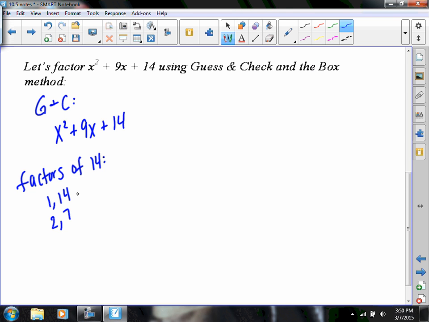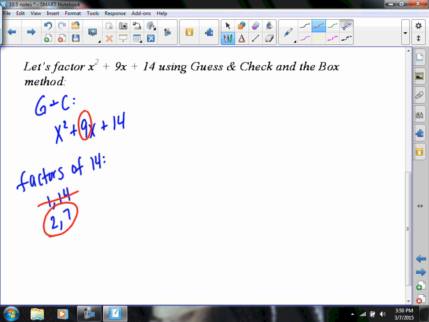Now, once you have your list of all of your factors, all the terms that you can multiply together to get 14, then you have to look at them and you have to say, okay, which of those factors will add up to my middle term, the 9x? Is there any way that I can make 1 and 14, either with addition or subtraction, somehow get me to 9? Nope. Is there some way that I could get 2 and 7 with addition or subtraction to get me to 9? Yes, I could add them.